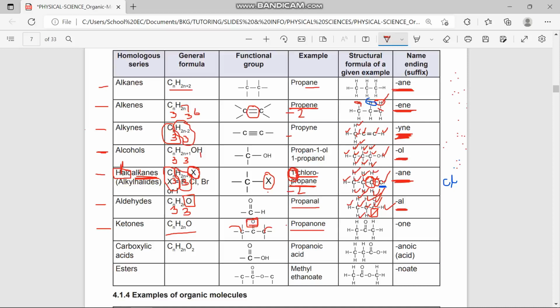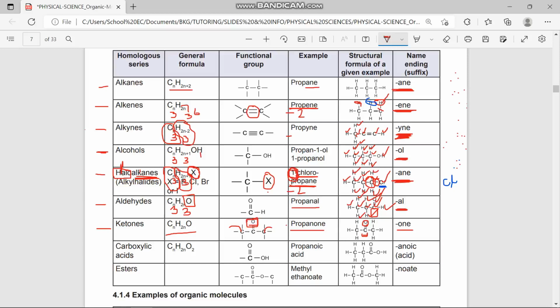Yes, you can see that in propanone, the C atom that is in between is bonding with the O atom. That's the difference between ketones and aldehydes. You must know that. Looking at a compound, you say, hey, there's one O that is bonding with the C atoms. Which compound is this, aldehydes or ketones? If it's aldehydes, the O atom is bonding with the outer C atom. But in ketones, it bonds with the C atom that is inside.